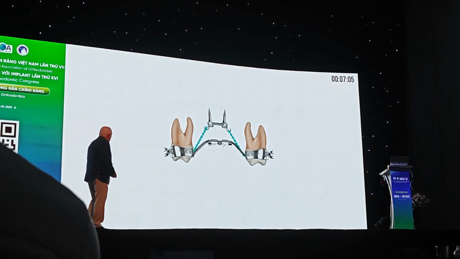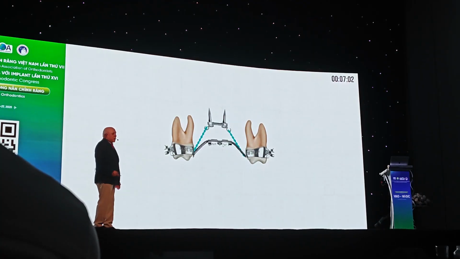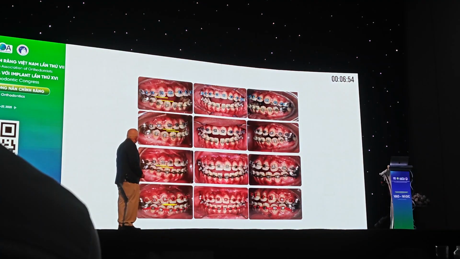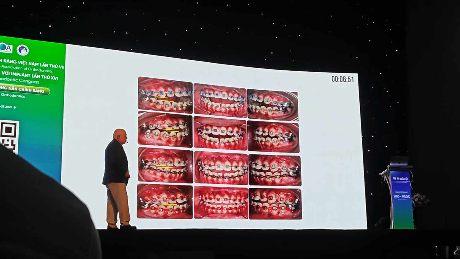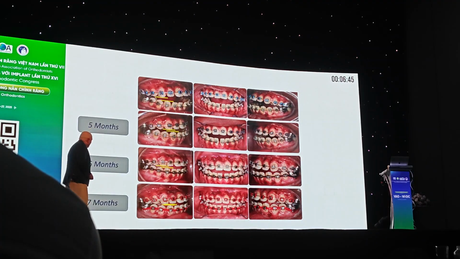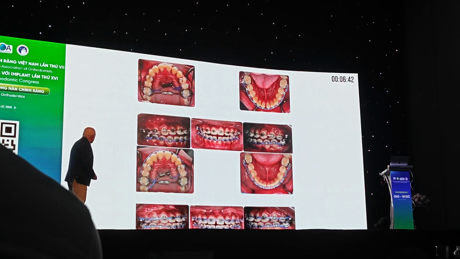And you can see intrusion. And you can use infrazygomatic tags from the buccal side so that you don't constrict the arch. In this case, we have the parallel arch going on with a screw. It just shows you sequentially how these changes took place in this case: 5 months, 6 months, 7 months. And then you take a look at how we are changing the force system.